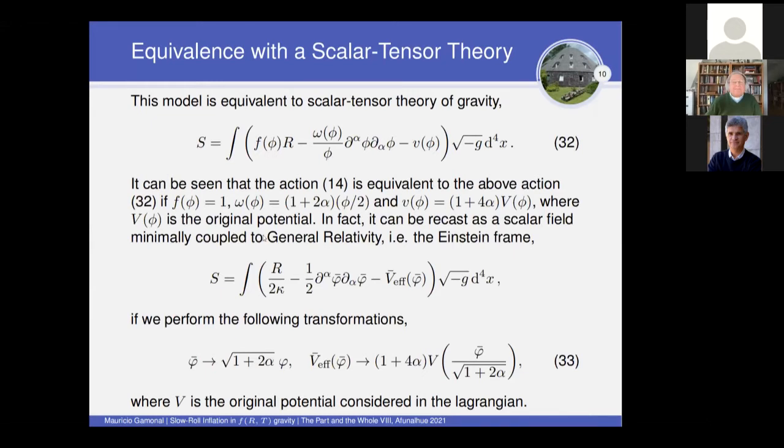That is a very important thing to say, because we can recast this action as a scalar field minimally coupled to general relativity, which is known as the Einstein frame. With that, we can define an effective potential that can give us some hints about the dynamics of the potentials of usual or standard models of inflation, but with this contribution of this modified model of gravity. The effective potential is given by this expression in equation 33.